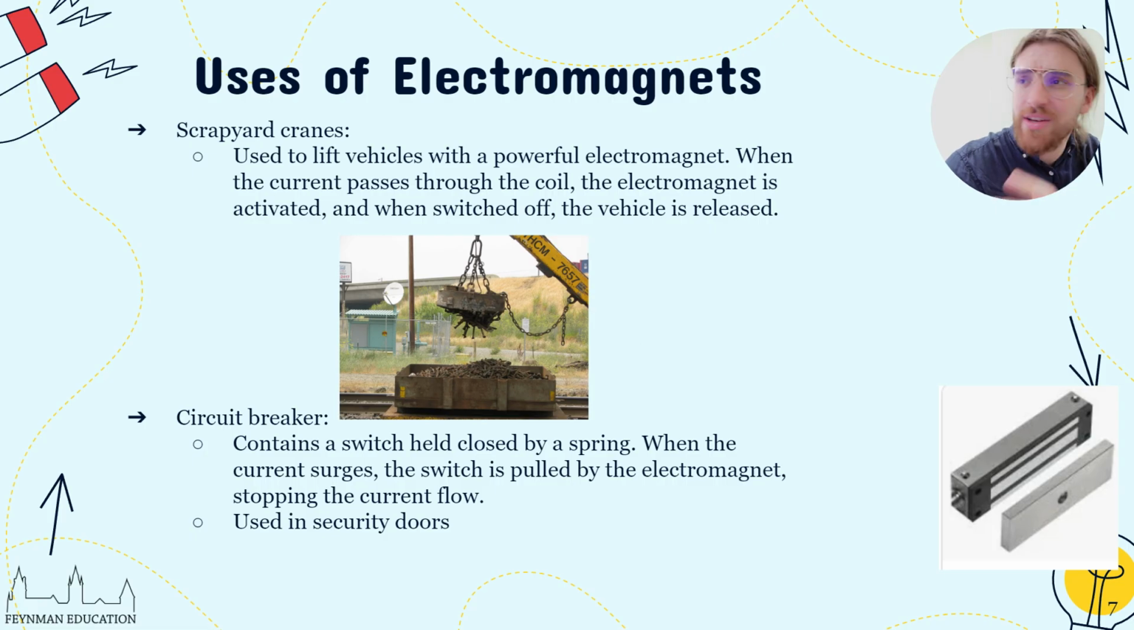We use this sometimes for cranes that pick up metals, but they don't want the metal to stay there, so they turn it off, and the metal gets released. Another example would be a lot of security doors. They have an induced magnet, and as soon as the power cuts, as in your finger scanner or your card machine turns the switch off, then the magnet will disengage, allowing you to open the door. But as soon as the door closes again, the magnet engages and the door is shut.